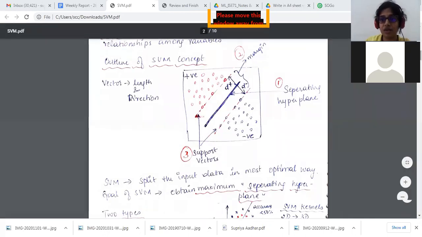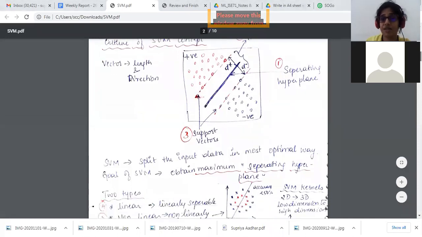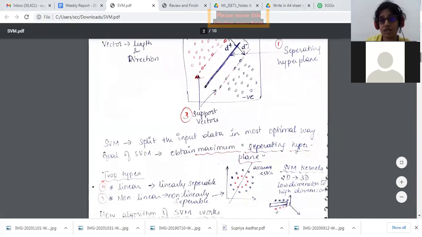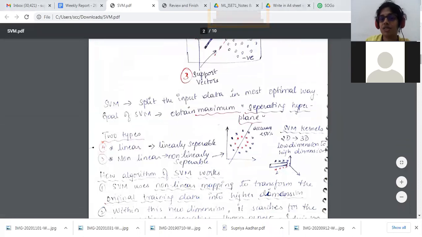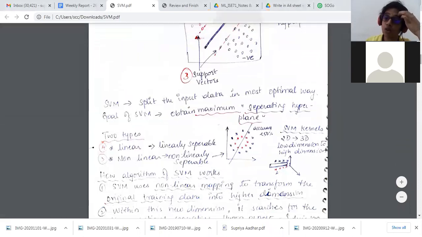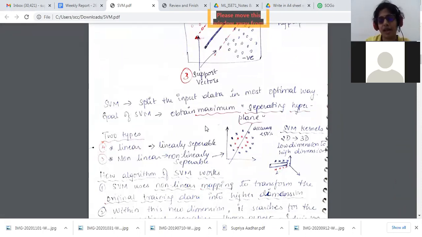Let's go ahead and see what these positives are, what negatives are, and how I come up with those solutions. The main idea of SVM is to split the input data in the most optimal way. True, we are doing that. The goal of the SVM, as we already said, is to obtain the maximum separating hyperplane, that is, a margin which is more. So the separating hyperplane, I need to have it maximum.